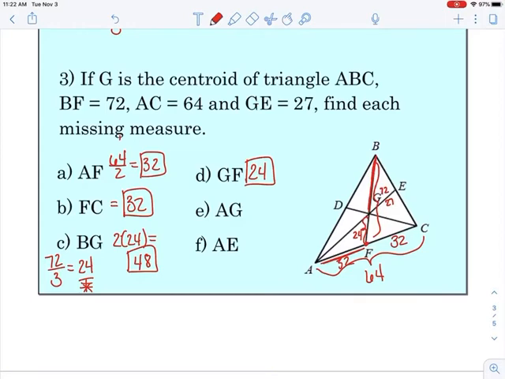AG is going to be represented, let me change color. So my pen here is going to be represented right here. So that's AG. Okay, and AG, if GE is 27, 27 represents 1 unit of that median, and AG is going to be 2 of those units. So that's going to be 27 times 2, which will be 54. And then AE is that entire purple segment that I just highlighted. So if I take my 54 and add 27 to it, I'm going to get an answer of 81.